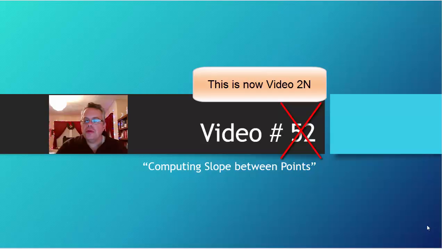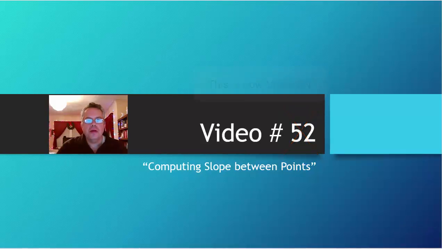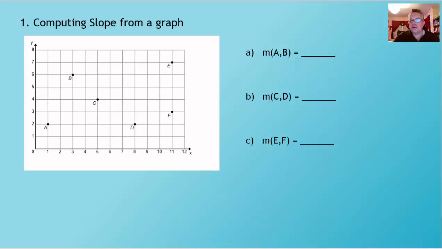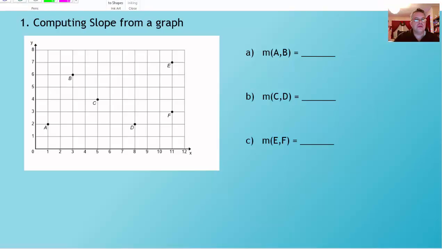Today we're going to be talking about computing the slope between points. There are two types of problems we're going to consider: computing slopes between points when we're given a graph, and then when we're just given the coordinates. All right, let's go ahead and do this.